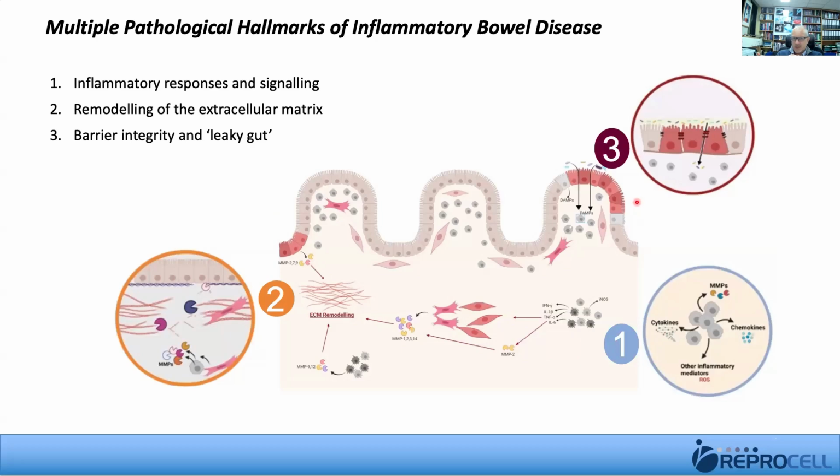IBD has multiple pathological hallmarks, three of which are prominent, and we can model these simultaneously in our system. So the first is obviously the immune cells and the effect of their signals. The second is the remodeling of the extracellular matrix, and the third is the integrity of the leaky gut. And I'll show you examples of all of these.